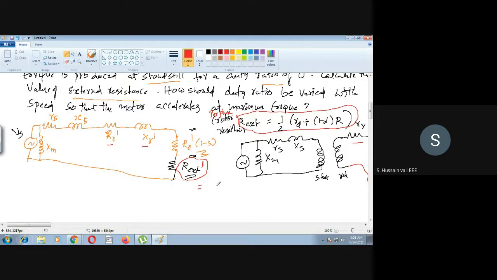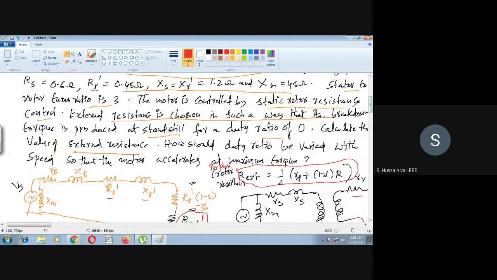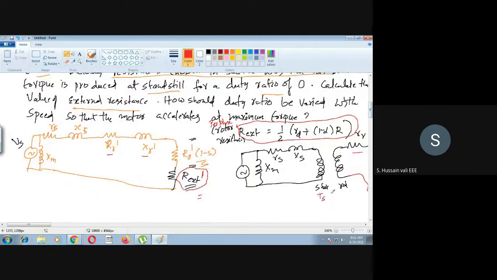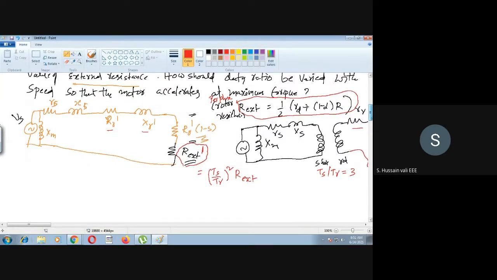Very simple, you have the turns ratio. He has given it in the problem, the stator to rotor turns ratio, TS by TR, which is equal to 3. Then R external dash will be TS by TR whole square into R external. This is the equation. So with this the circuit diagram is complete, and I'm satisfied with this now.